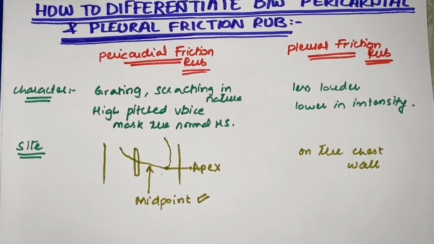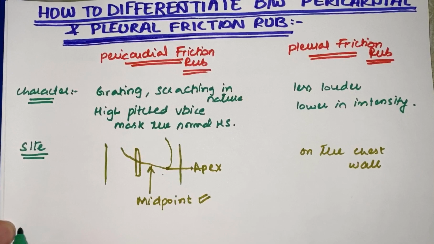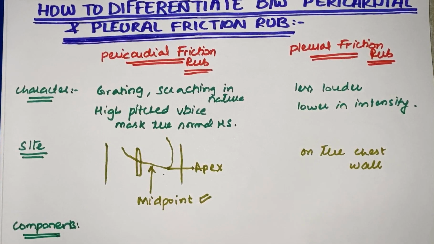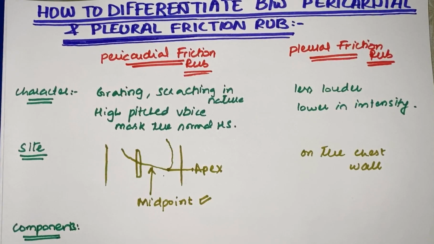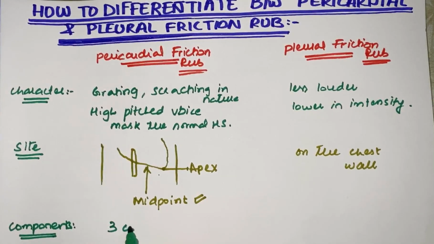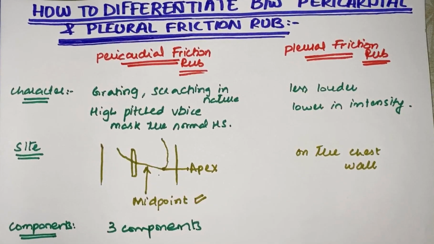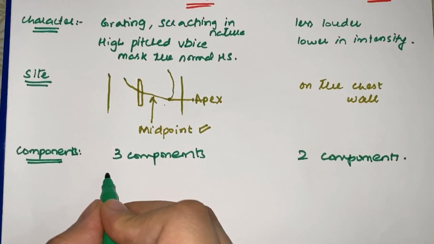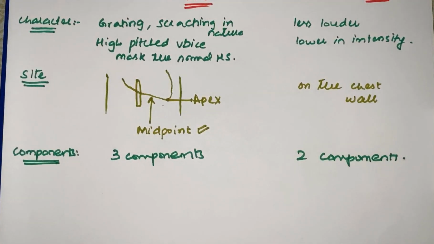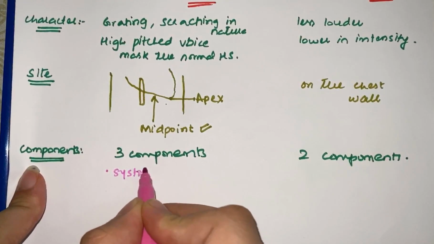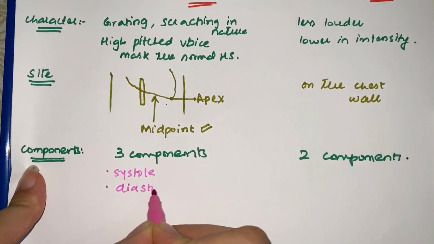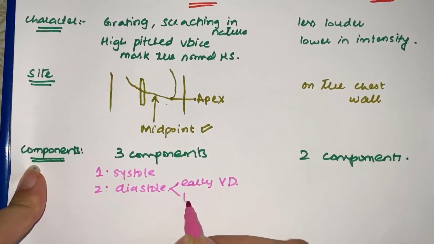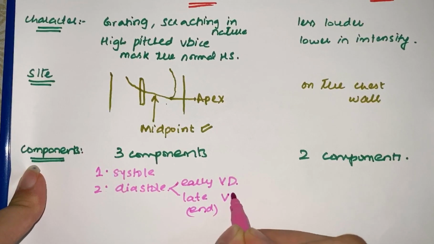Talking about the third point, what are the components of the sound that is heard? It is a very important point to differentiate the two. In pericardial friction rub, the sound has three components. Differentiating it from pleural friction rub, it has only two components. These three components are: one systolic component and two diastolic components. One systole and two diastole. These two diastole are at the time of early ventricular diastole and late or end of ventricular diastole.